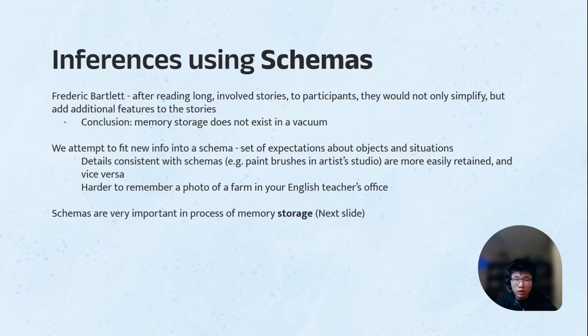Now, what can we conclude from this? Well, memory storage does not exist in a vacuum. We attempt to fit new information into a schema, a set of expectations about objects and situations. This is a definition that you will definitely have to remember. An example of a schema is a stereotype. Now, details consistent with schemas, for example, paintbrushes in an artist studio, are more easily retained, and vice versa.